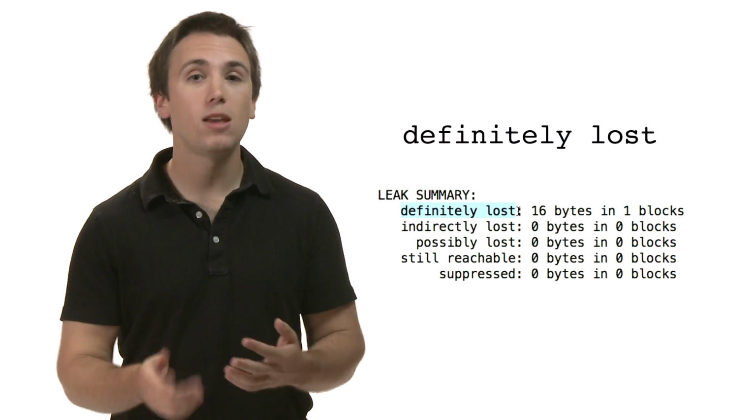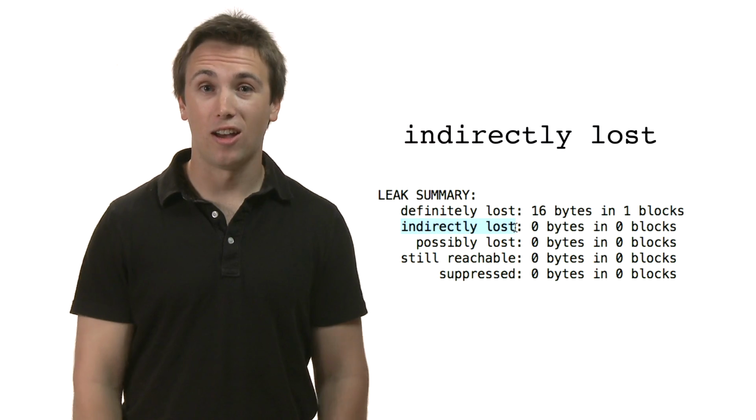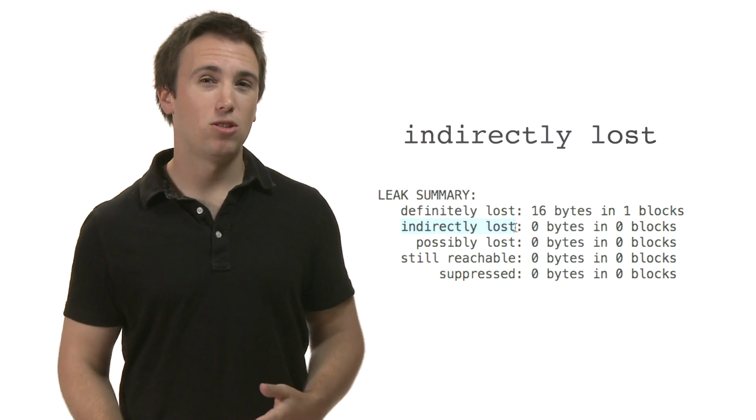Valgrind categorizes leaks using these terms. Definitely lost. This is heap allocated memory to which the program no longer has a pointer. Valgrind knows that you once had the pointer, but have since lost track of it. This memory is definitely leaked. Indirectly lost. This is heap allocated memory to which the only pointers to it also are lost. For example, if you lost your pointer to the first node of a linked list, then the first node itself would be definitely lost, while any subsequent nodes would be indirectly lost.